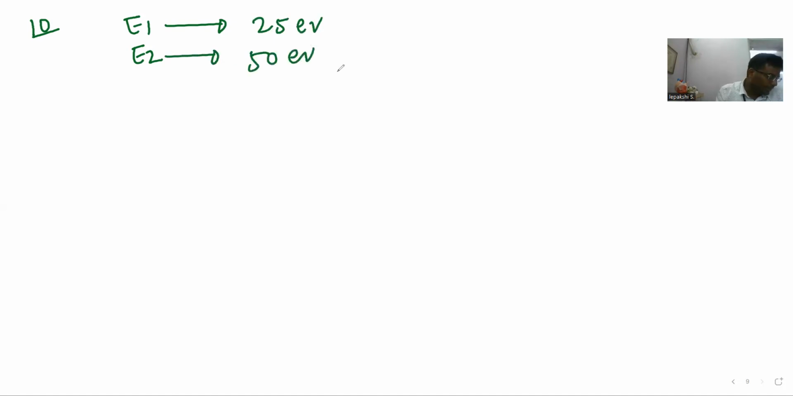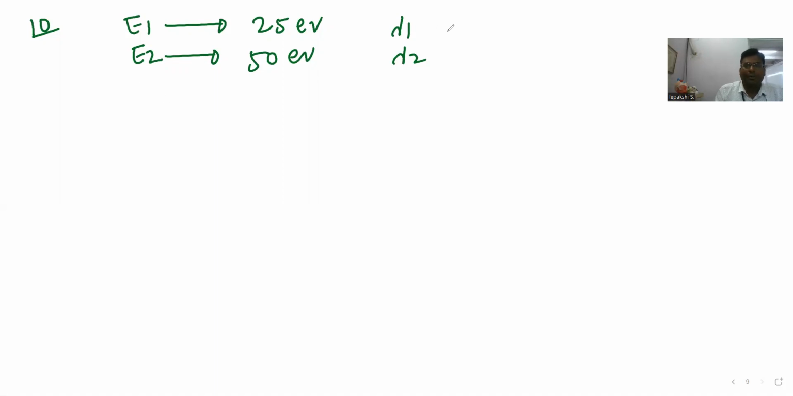Now look at the question number 10. Energy E1, E2 of two radiations are given. That is, energy of first is 25 electron volt. Second energy is 50 electron volt. The relation between their wavelengths you have to find. Lambda 1 and lambda 2 relation you have to find between these two given energies.